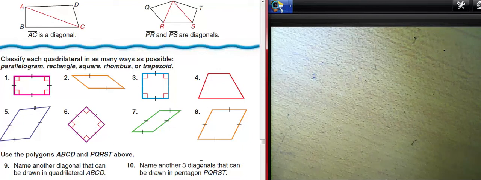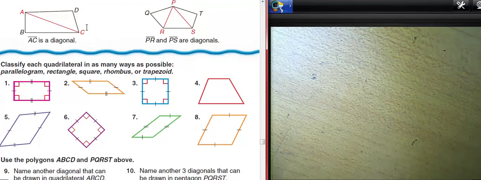We can draw in ABCD here. We can name another that can be drawn. We can draw DB, another diagonal here. Look here. We can draw another diagonal DB, and here we can draw QT, another diagonal in this pentagon. It's okay.